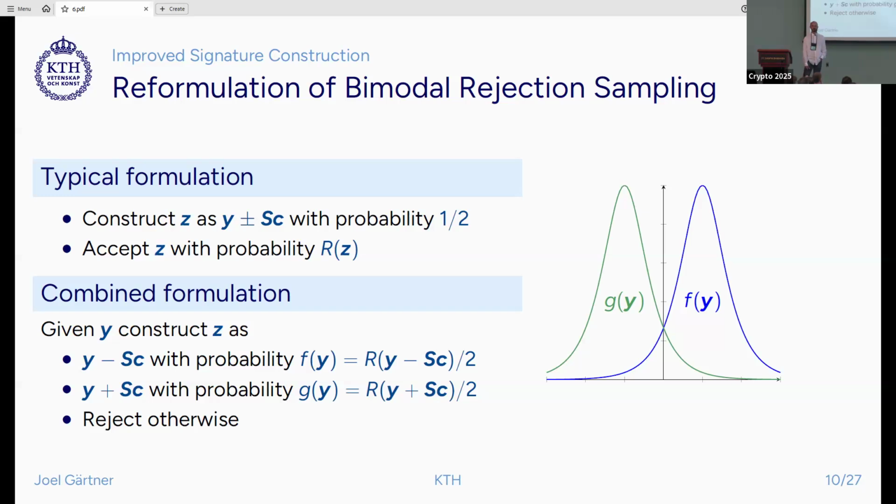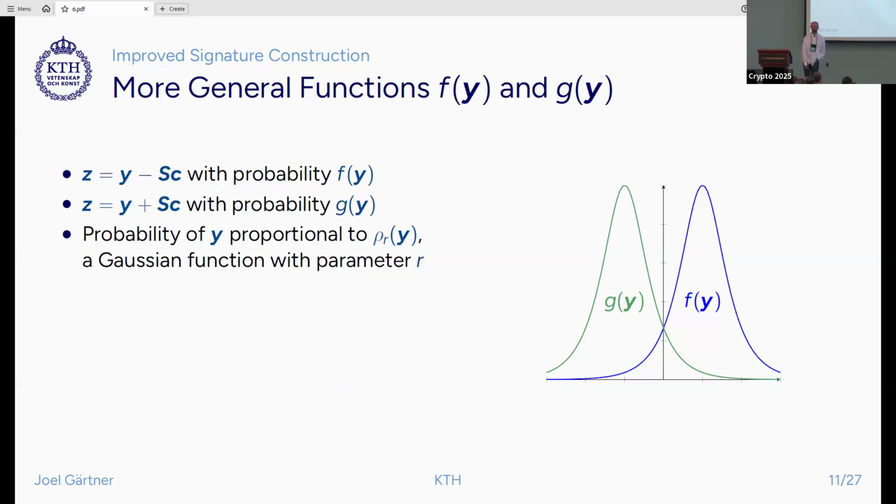And it's then quite natural to wonder if we have more general functions, f and g of Y, that we can use for this purpose. So where we construct Z as Y minus SC with probability f of Y, and as Y plus SC with probability g of Y. And in particular, for our work, we consider the case where the input Y follows a discrete Gaussian distribution, and thus the probability of a specific Y is proportional to a Gaussian function rho R of Y, which has a parameter R. And we want the output Z to follow the same distribution.